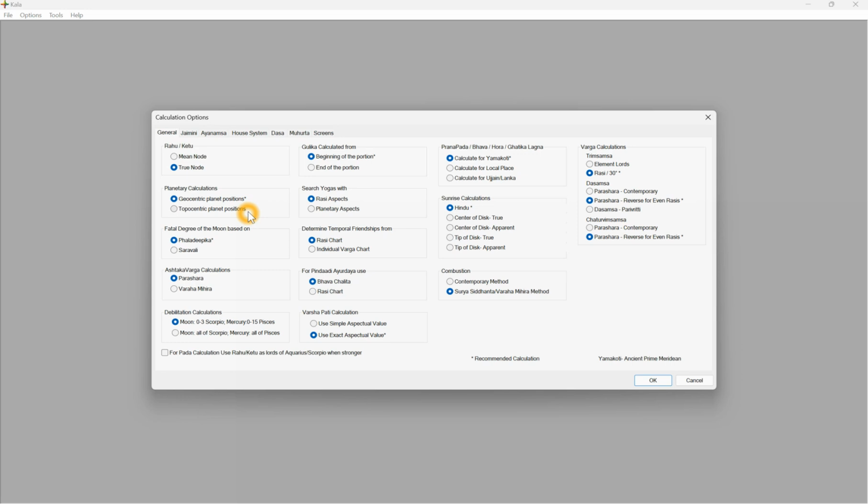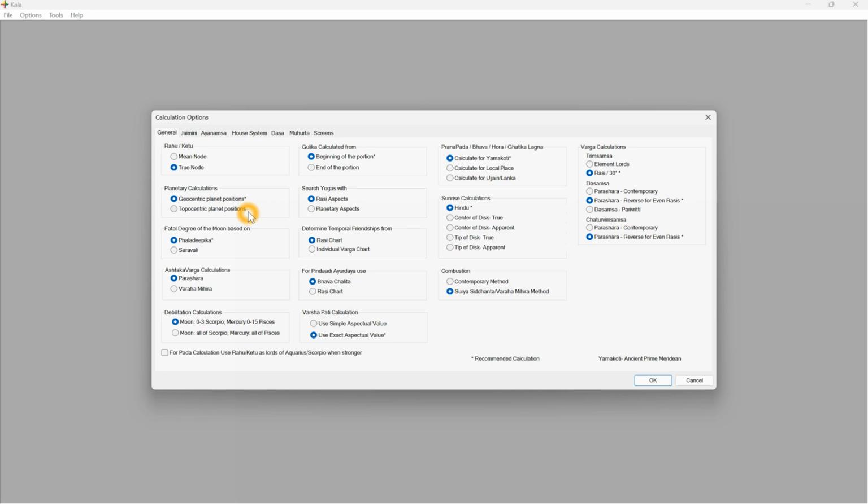Now, topocentric planet position is if you were standing on the surface of the Earth, looking through the planet and seeing the sign behind it from your visual point of view. You would get a slightly different view if you were in China, India, or America, because your angle of view looking at that planet would be different. So, topocentric is what you get when you actually looked out the window and saw it.